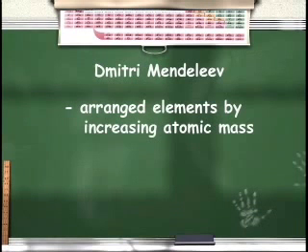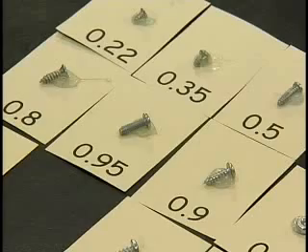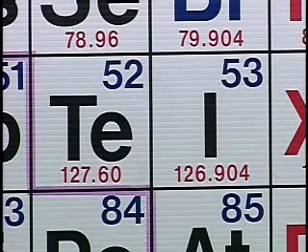He left some blank spaces in his table to make the properties and masses line up. He even predicted the properties of those missing elements, and he was correct. When scandium, gallium, and germanium were discovered, they had properties very similar to the properties predicted by Mendeleev. What do you know? Sneaky old Mendeleev fudged as well.